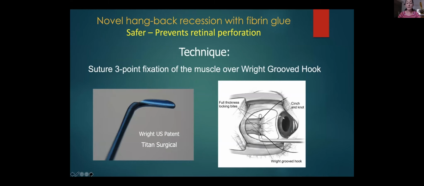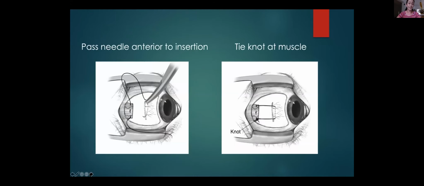Using limbal incisions for exposure, the muscle is isolated using a grooved hook to protect the sclera from scleral perforation. The muscle is then secured with 3-point fixation over the grooved hook. The hangback modification includes securing the muscle to sclera with a single long scleral pass, 1 millimeter anterior and parallel to the insertion. The long needle pass helps to splay out the muscle and prevent central sag of the muscle that can occur in traditional hangback surgery. The modification ties the knot at the muscle, not at the insertion, to avoid erosion through conjunctiva.